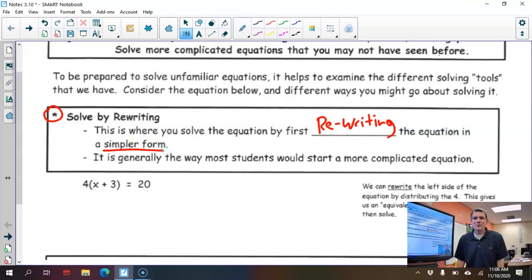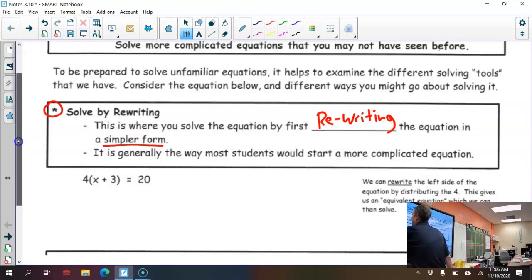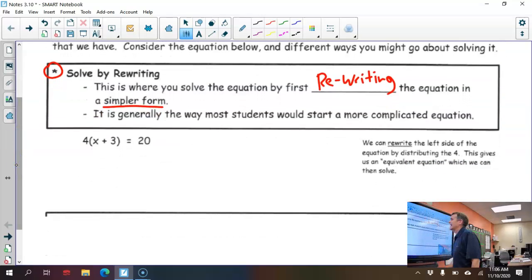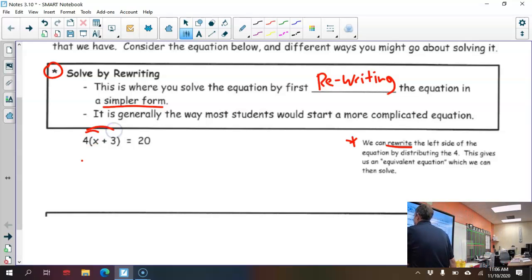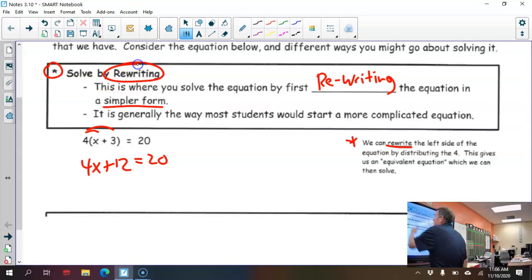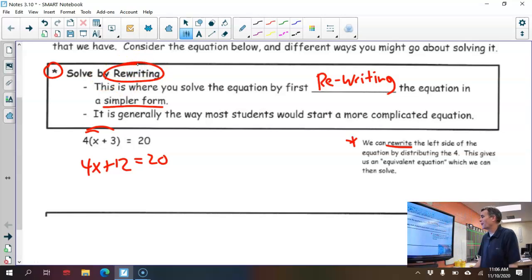It is generally the way most students would start a more complicated equation. So you can see here I have an example. The way most people would probably start this problem is they would rewrite the left side by distributing the 4. So I would distribute the 4. I would get 4x plus 12 equals 20, and I have rewritten the problem in a simpler form.